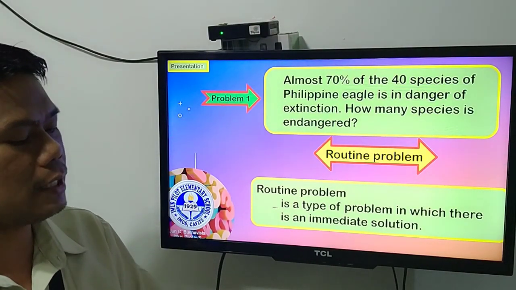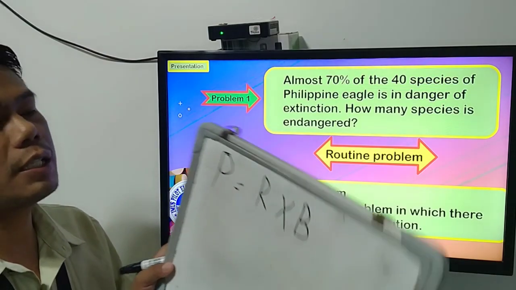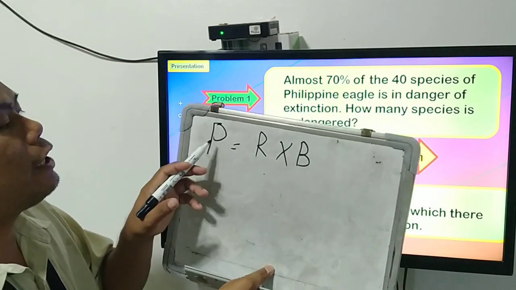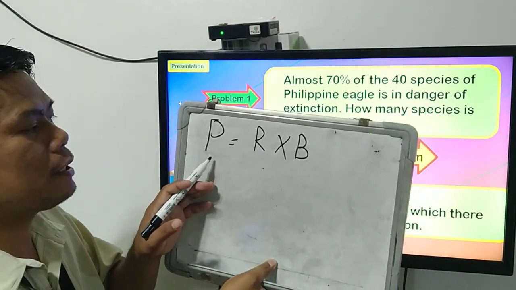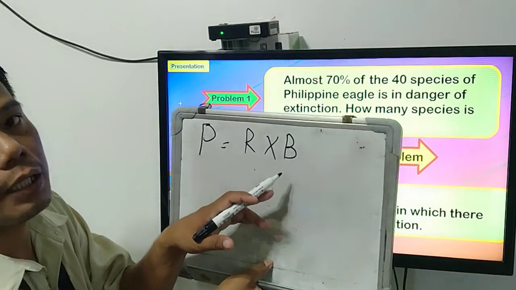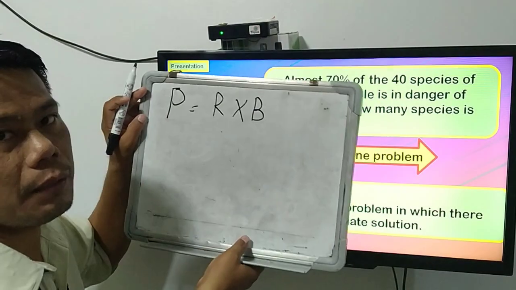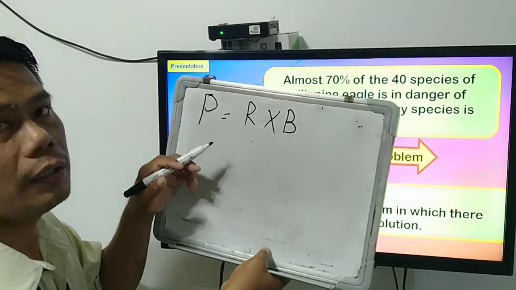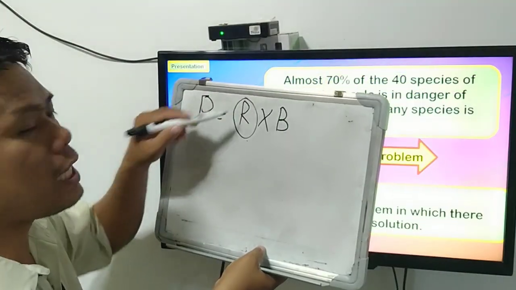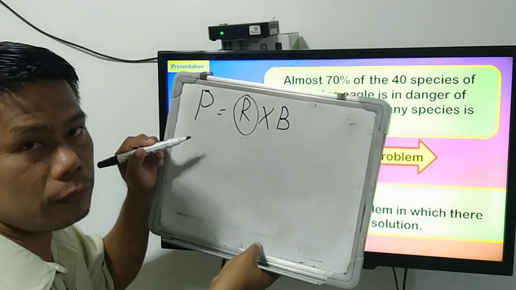So again, the formula is P equals rate times base. So this is our formula, rate times base. So in finding the percentage, again, P represents percentage, R represents rate, and B represents base. So in order to get the percentage of a given problem or a given situation or equation, we are going to change first this rate into a decimal number before we solve.